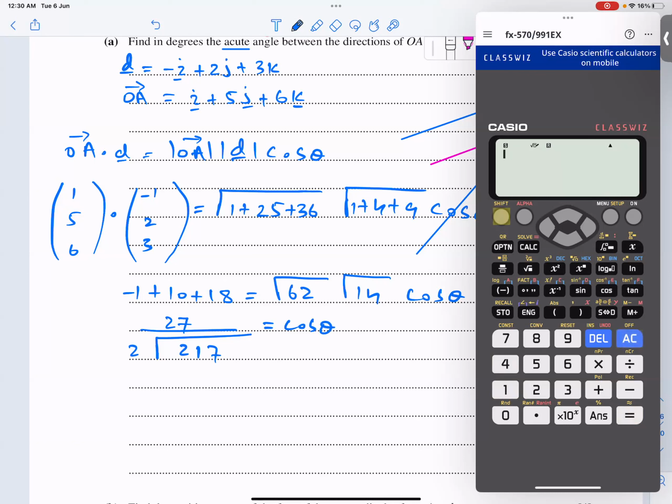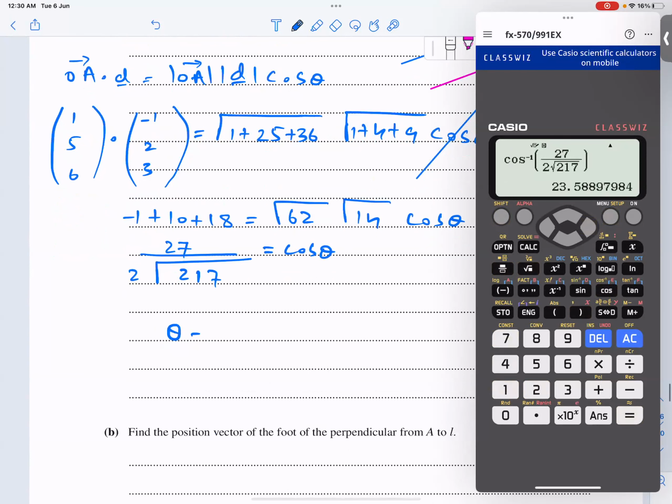Just go to degree mode and take the inverse cos of 27 over the square root of 62 times the square root of 14. I'm using the calculator in front of you students so that you can learn the better way to use it. So theta will be 23.6 degrees.